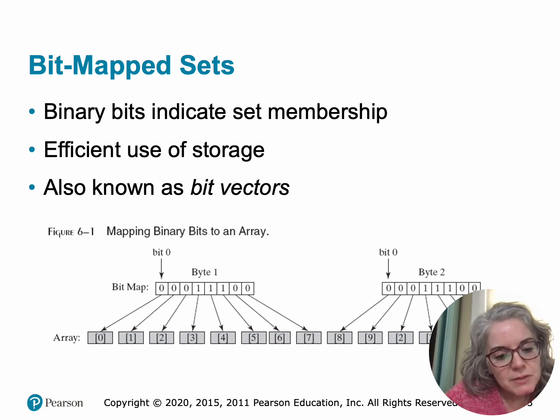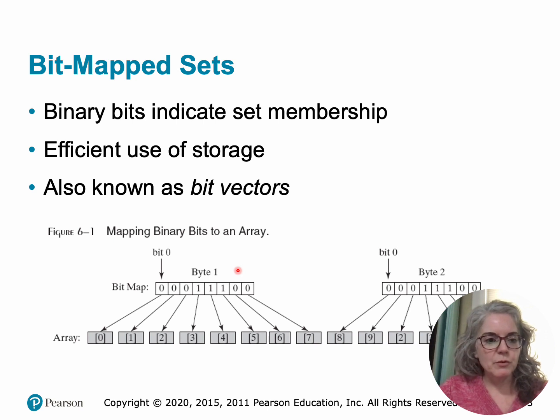Let's see, first, let me see if I can grab the pointer here. Okay, I don't know if the pointer is going to record, but this right here is an example of a bitmap. So this looks like just a normal binary number, except it's not a binary number. Each bit is mapped to something.